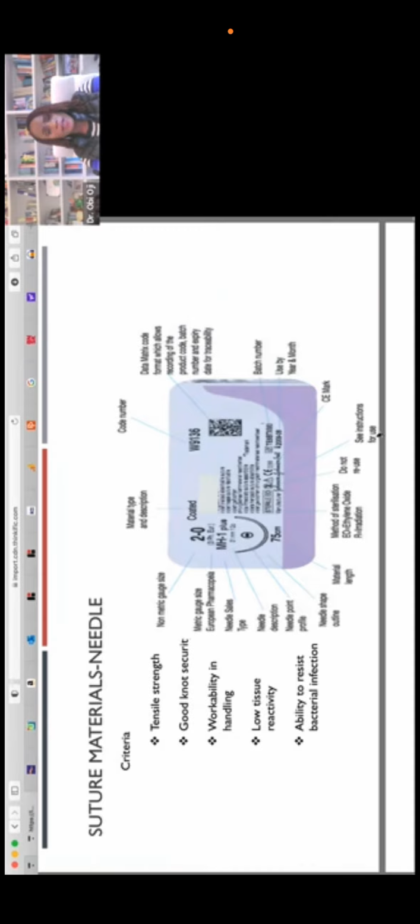And so again, we're going to talk more about it, but I just want you to know that if you are on the floor as nurses or as physician assistants, if you have been in a clinical setting, you know that an 18 gauge needle is thicker than a 27 gauge needle. It does apply the same way with your suture needles. So a 2.0 is a bigger gauge size than your 5.0. So a good tensile strength is important for you to know. Good knot security, and we're going to talk about that some more. Workability in handling, low tissue reactivity, and ability to resist bacterial infection.